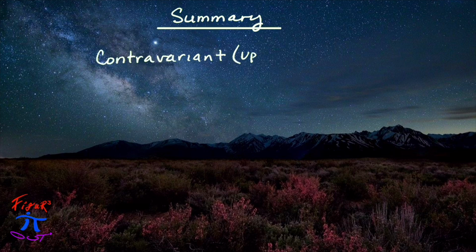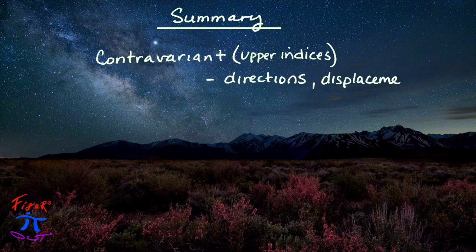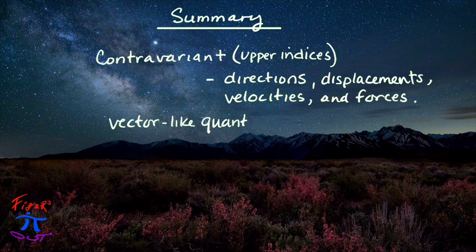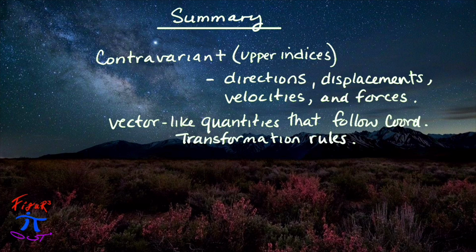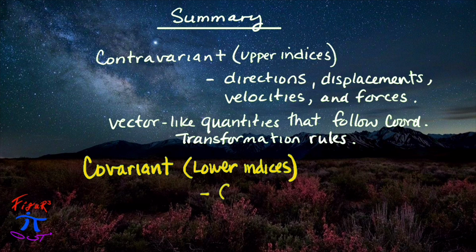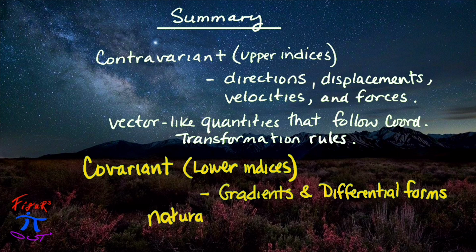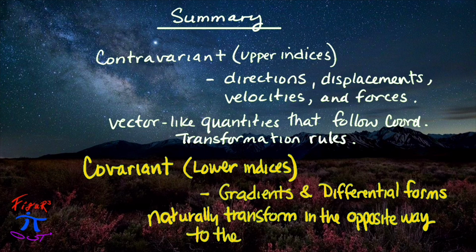So, in summary, contravariant with upper indices go along with quantities that involve directions, displacement, velocities, and forces. Vector-like quantities that follow coordinate transformation rules. Covariant tensors with lower indices are gradients or differential forms, measuring tools. They naturally transform in the opposite way to the coordinate basis vectors.